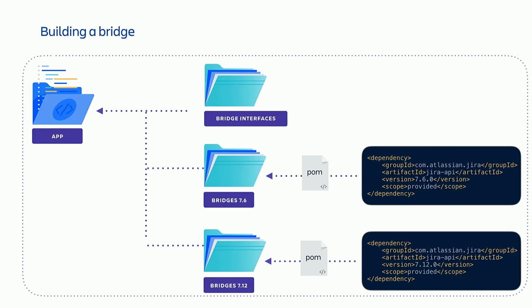Now, bridges 7.12 is only going to have a dependency on 7.12 and bridges interfaces. It itself doesn't know anything about 7.6. Now, all this is going to be bundled, and every time you build a bridge, that just adds to your definition. We're not going to remove these bridges until we're no longer supporting those versions. And now you're going to be relying on the right bridge to be picked at runtime.